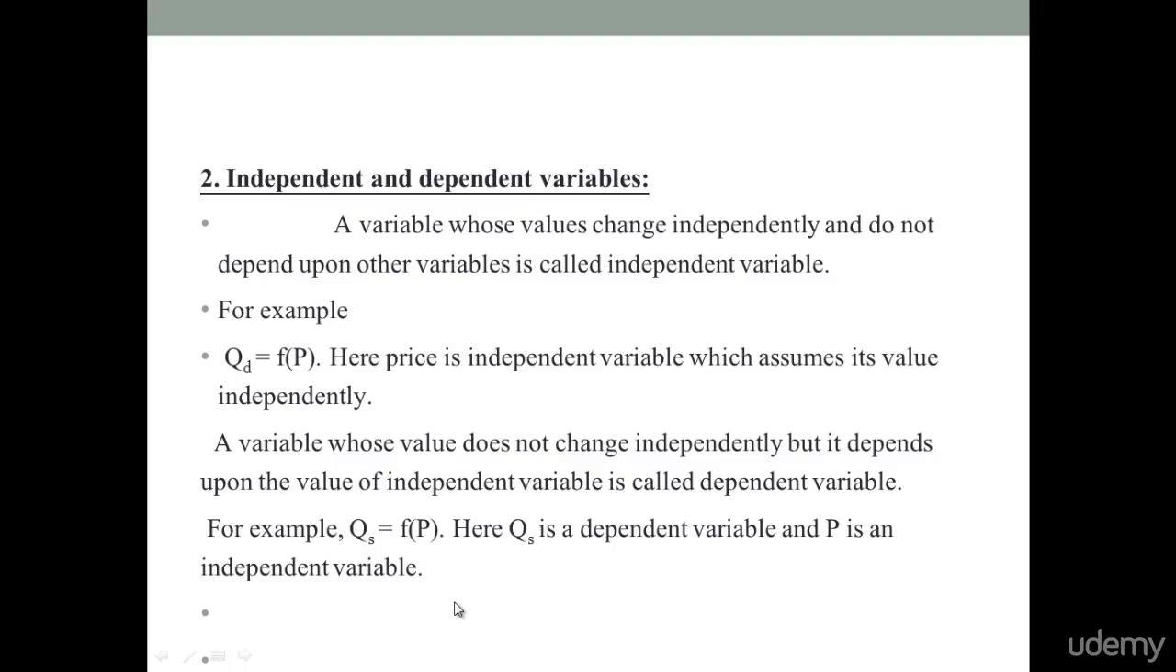And a variable whose value does not change independently but depends upon the value of an independent variable is called a dependent variable. For example, quantity supplied is a function of price, because here QS is the dependent variable and P is the independent variable. Because quantity supplied is a function of price, when price increases, then quantity supplied will also increase. When price decreases, then quantity supplied will also decrease, because it has a positive relationship.